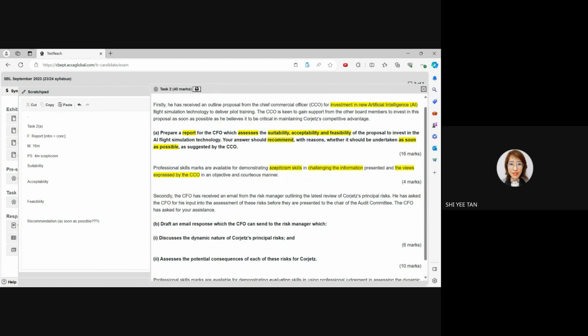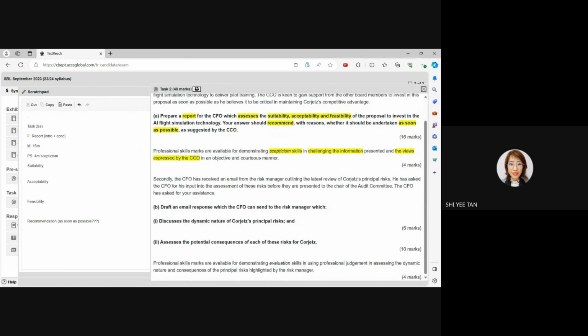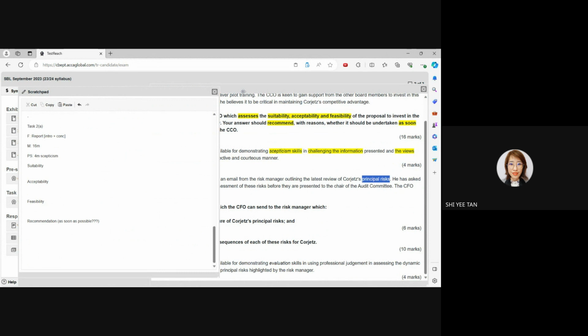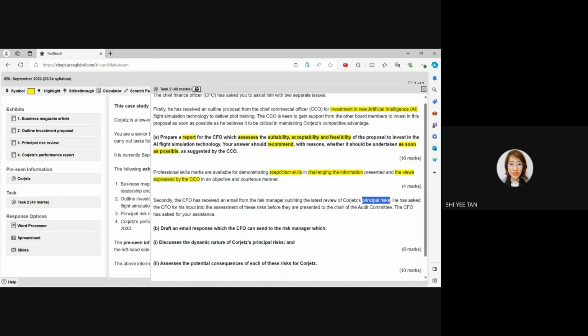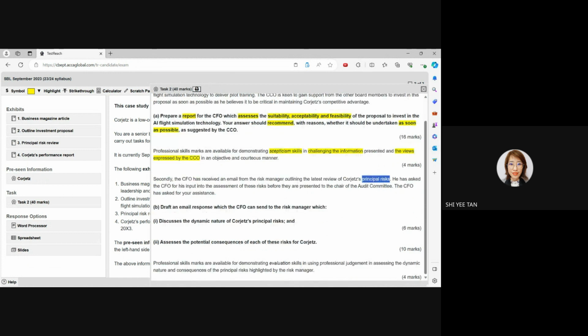Okay, 2B. Secondly, the CFO has received an email from the risk manager outlining the latest review of Corjetz principal risk. Which exhibit? Number 3, very obvious. So we are going to read 2 exhibits to answer this question. He has asked the CFO for his input into the assessment of this risk before they are presented to the chair of the audit committee. Okay, this is going to be shown to the audit committee. The CFO has asked for your assistance. B, draft an email response.